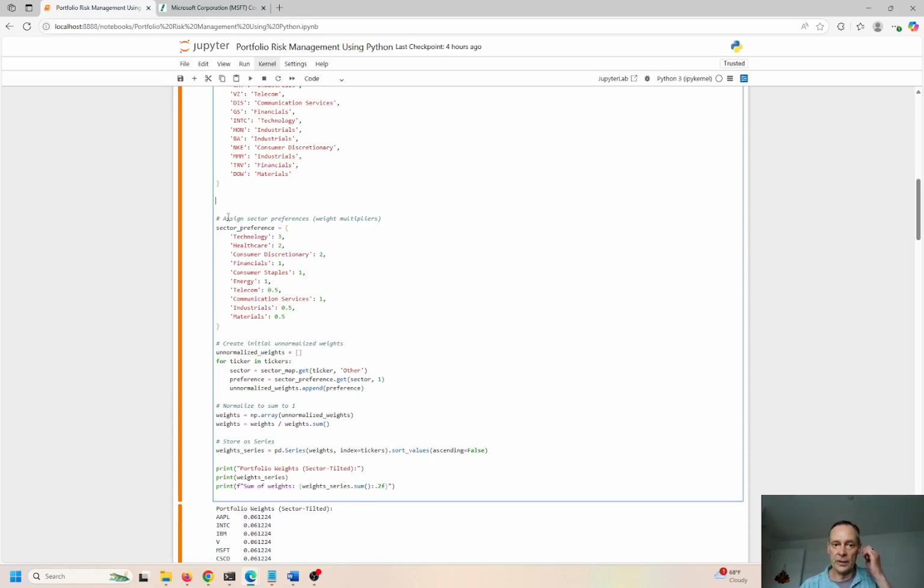So I'm going to assign sector preferences and weights as multipliers. Okay, so technology, I'm assigning 3, healthcare 2, consumer discretionary 2, and these are somewhat arbitrary, but I think they're pretty realistic. That's why I picked these numbers. It's not coming from any website or anything like that. I created this, but based on my knowledge of capital markets, I think this makes a lot of sense here.